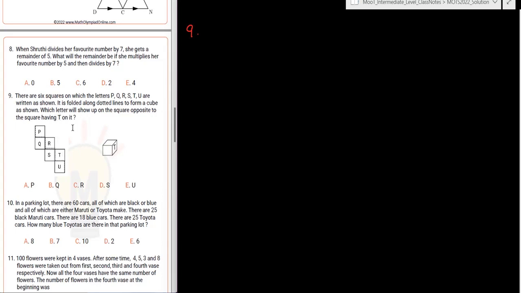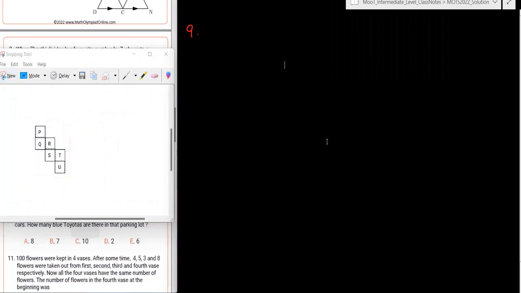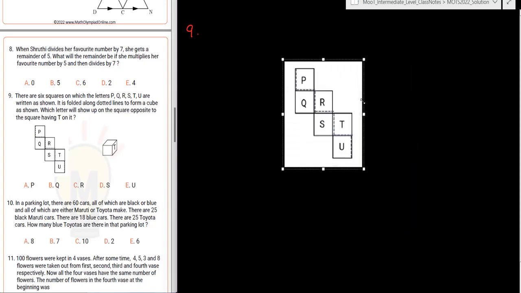Alright, so this is again a visualization problem. You have to visualize this and see. You can take a paper, make this shape and cut it out, and then you can fold it along these dotted lines and you can actually see for yourself which one comes right across T. And the answer is Q. So if I take this snapshot, put it here. The one that is going to be opposite to T is Q.